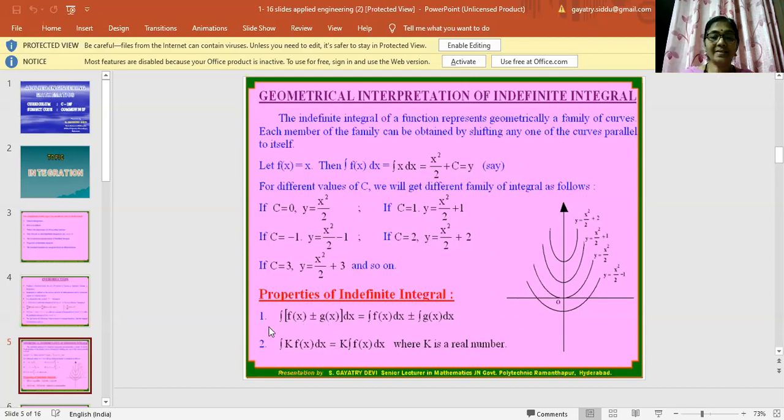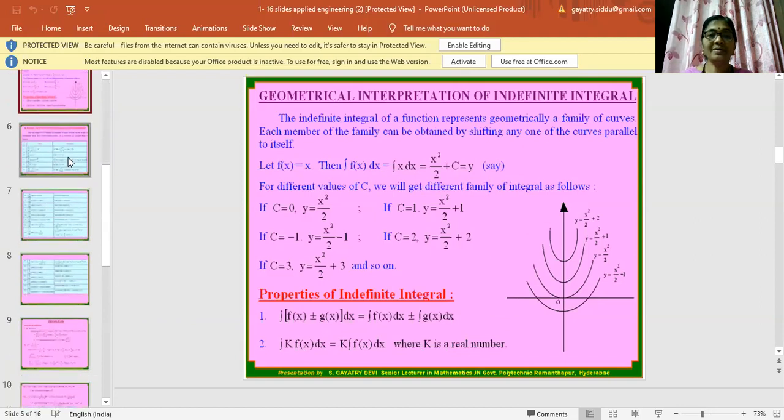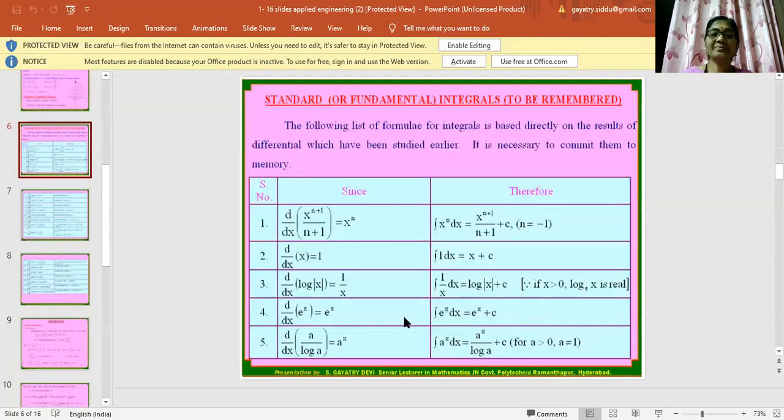So integration of f of x into g of x, integration of f of x by g of x are not defined here. So we'll go through the points in the coming sessions. Now, because of antiderivatives, we can list out the formulas.